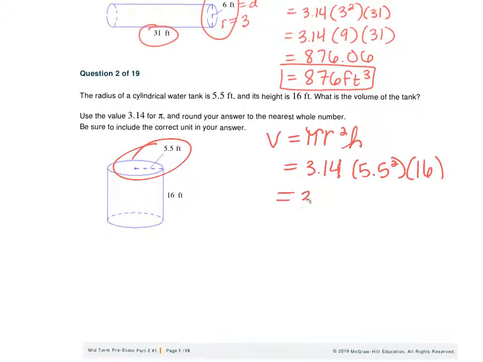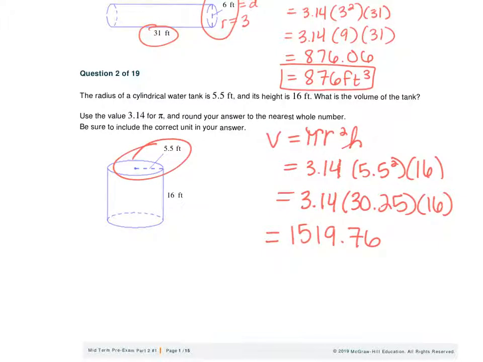If I simplify this down, I have 3.14 times 30.25 times 16. Again, when I type all that in, when you multiply all 3 of those numbers together, that will result in 1,519.76, but be careful on the directions. It is asking us to round our answer to the nearest whole number and then to include the correct unit in your answer. So the nearest whole number in this case is going to be 1,520 because of this 7 here.